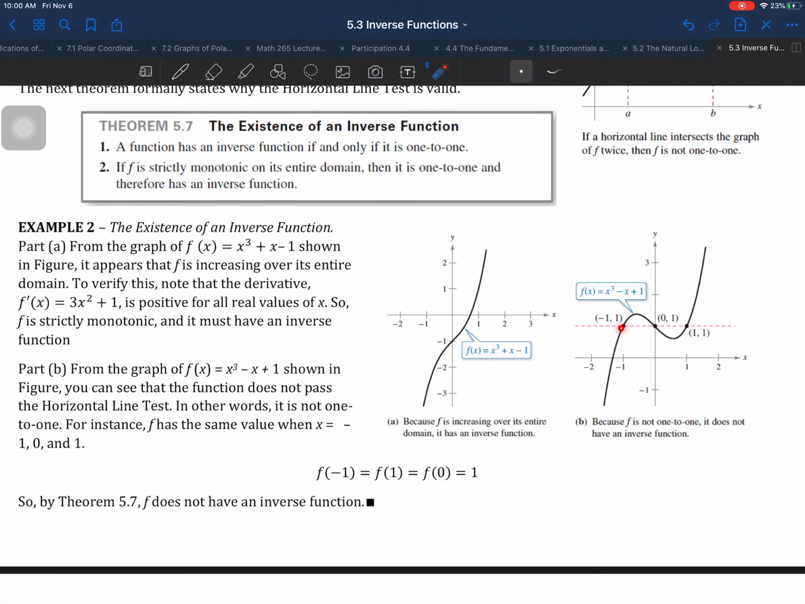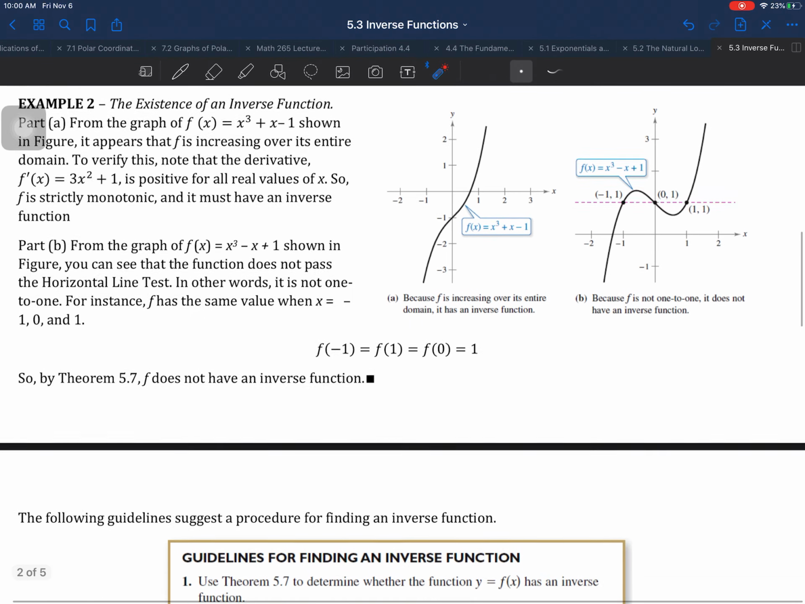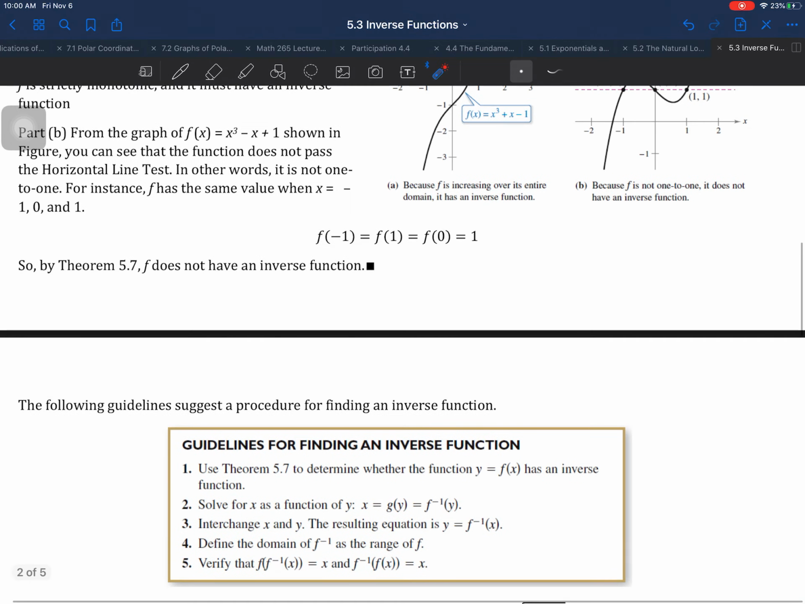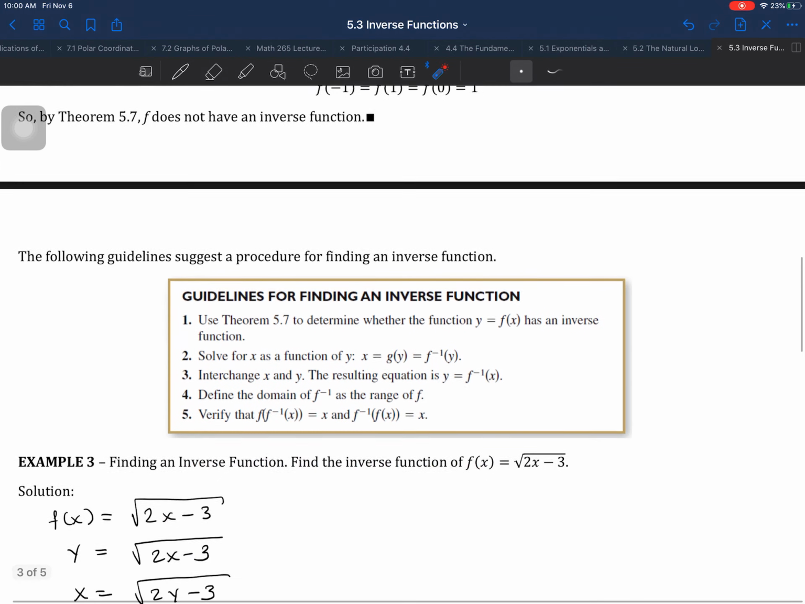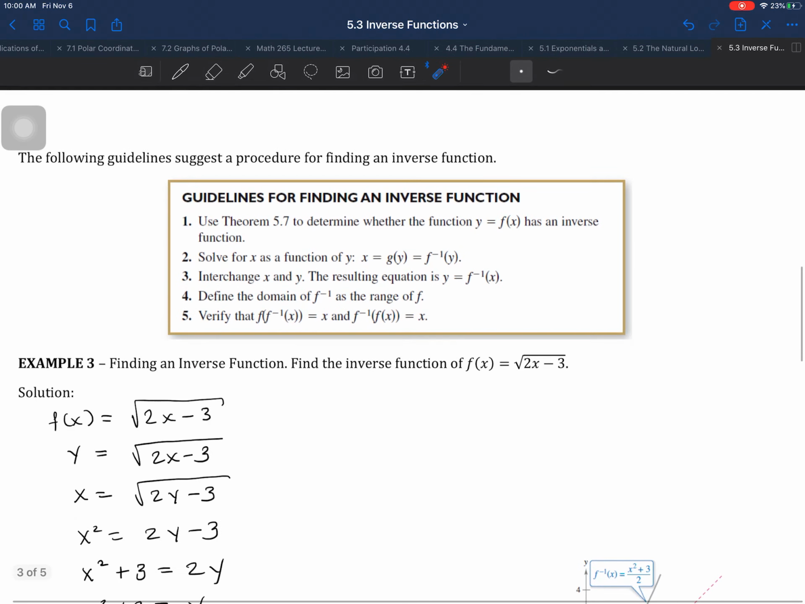Notice that at x equals -1, it's going to be 1. At 0, it's going to be 1. At 1, it's going to be 1, right? So this is failing the horizontal line test. It's failing the one-to-one test. And we're going to show some skills on how to show this.